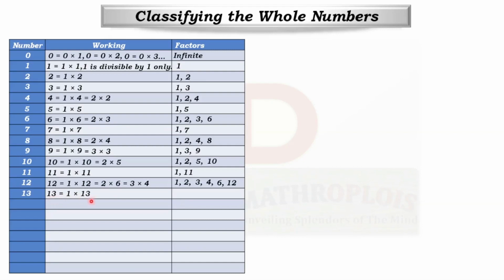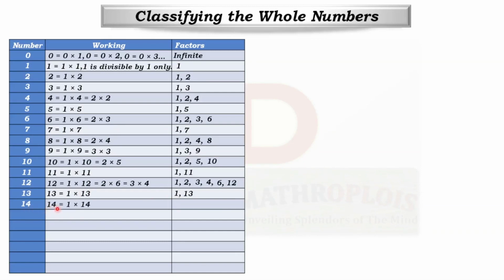It means 13 has only 2 factors. First factor is 1, and the other factor is 13 itself. Next number is 14. Let us now find out all possible factors of 14.